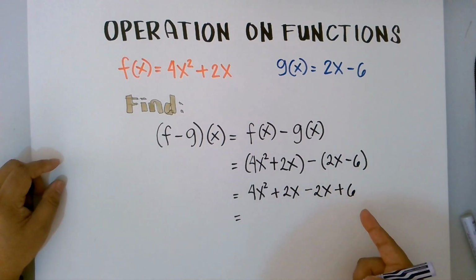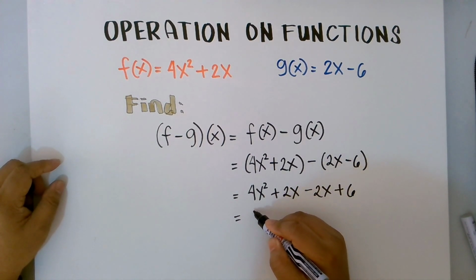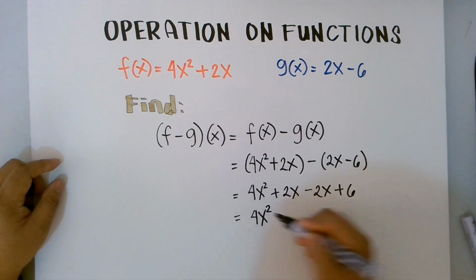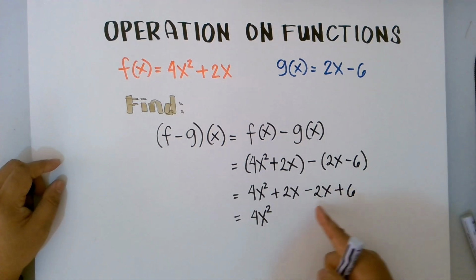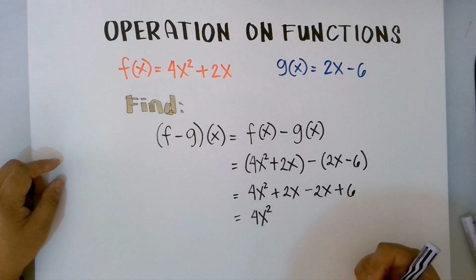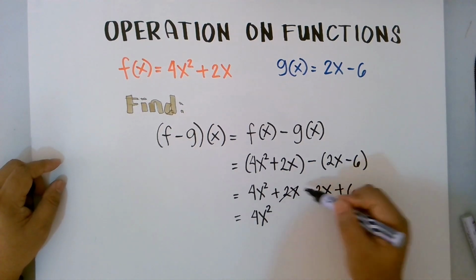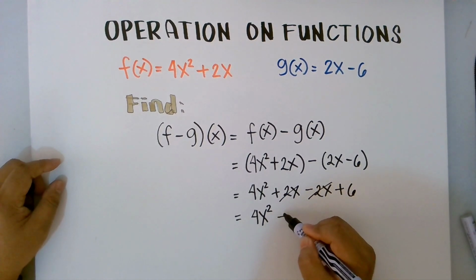Okay, so let's simplify. So let's just copy the 4x squared kasi wala naman siyang katulad. Okay, but as you can see, the two terms 2x and negative 2x are exactly the same but with opposite sign. So what we're gonna do here is just cancel kasi ima-minus lang din naman natin sila. So cancel. So matitira dito ay positive 6. And there you have it.